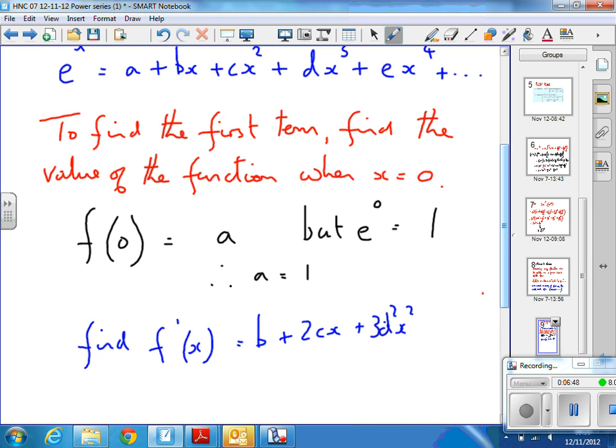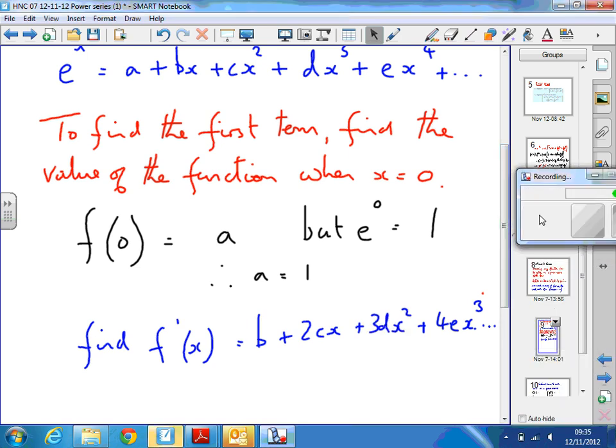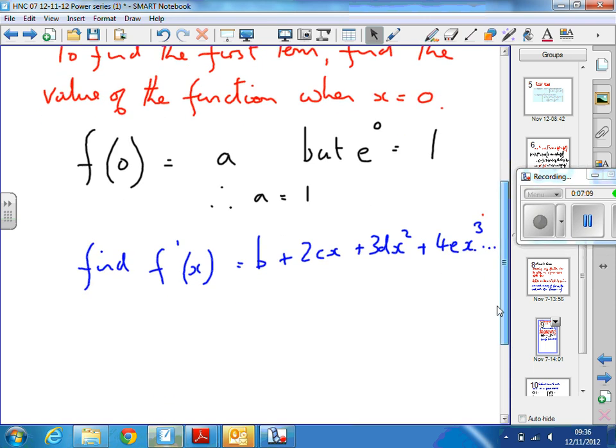dx squared, and so on, okay? Plus the next term, 4e x cubed, and so on, dot, dot, dot. So we could carry on with the series, couldn't we? So we differentiate it. Yeah, 3dx squared is the third term. You don't square the 2. I don't know what I was thinking of there.